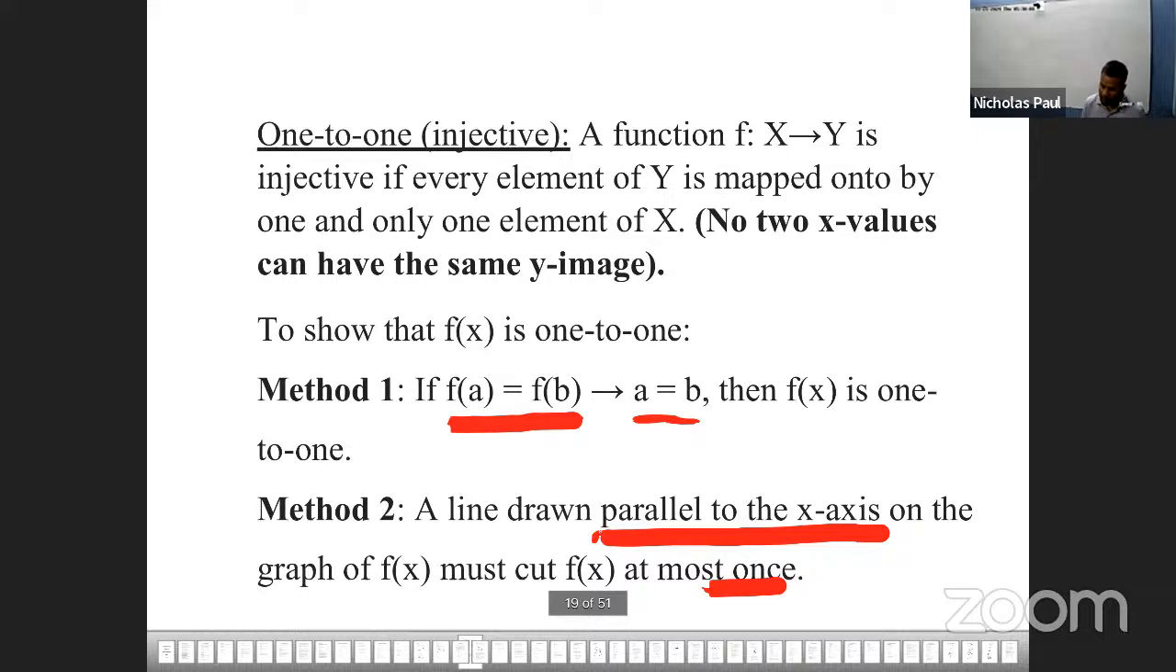Right, method one, you can use it, method two, I like method two more. Method two is also called the horizontal line test.